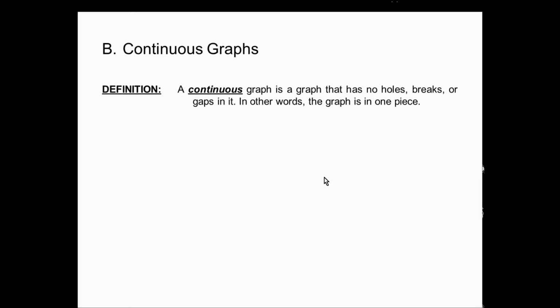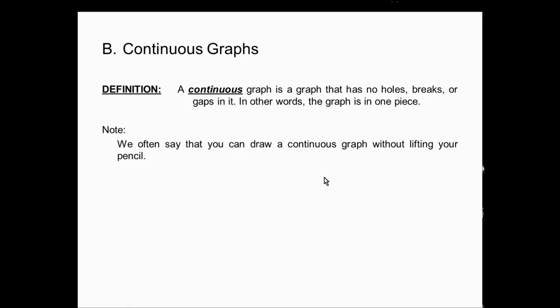Okay, now what is continuous? So continuous graphs. Definition. A continuous graph is a graph that has no holes, breaks, or gaps in it. In other words, the graph is in one piece. Okay, that's going to be our definition for it. Should you go to calculus, you'll see it more precise. So basically, a continuous graph, the graph is in one piece. It's also stated you can draw it without lifting your pencil.